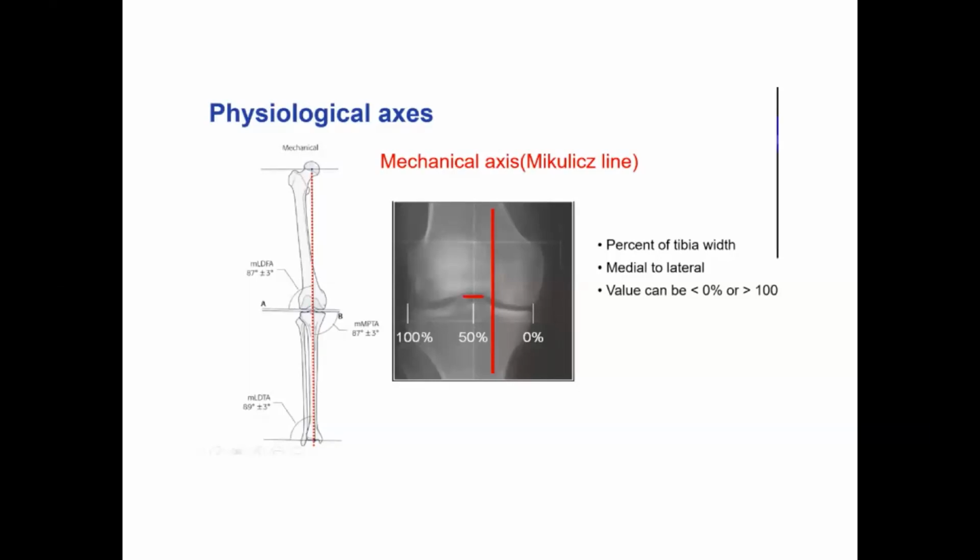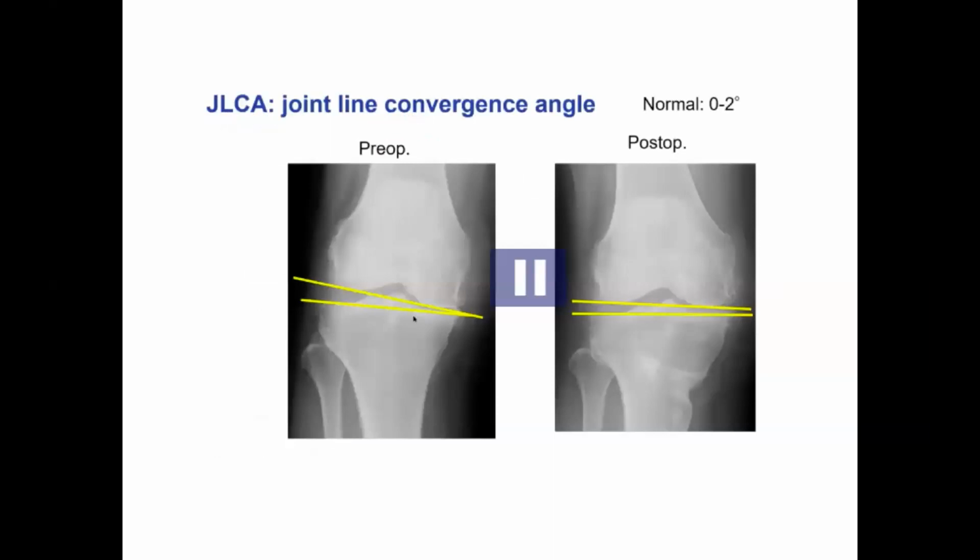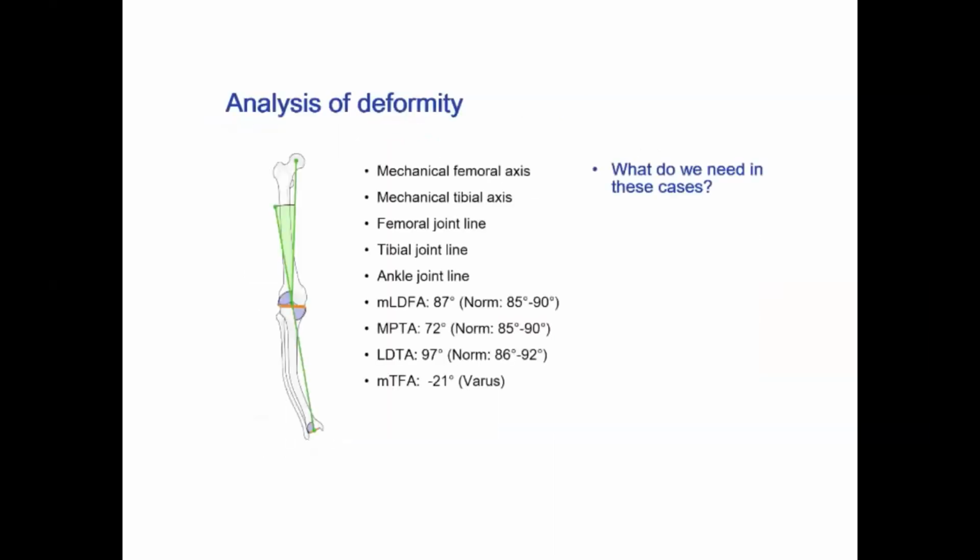If the line is above 100 degrees, it is valgus. Regarding the joint line congruency angle, we draw a line along the articular surface of the femur and the articular surface of the tibia, and the value should be either 0 or 2 degrees. If it is more than 2 degrees, there is an intra-articular problem in the knee joint, and it has to be corrected. So now, from this diagram, analyze the deformity.